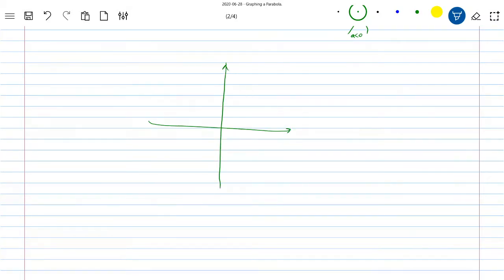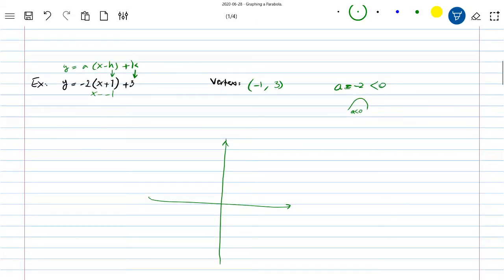Find the vertex first. The vertex was at negative 1, 3. That's the vertex. Again, you need a couple of points. X, Y. I'll pick negative 2 and 0, just because I want it to be close to the vertex point. You can pick 3 and 5 if you want, but it's better if you pick close to the vertex point. Your graphing would be more accurate.